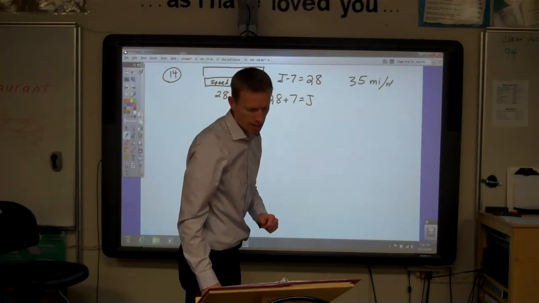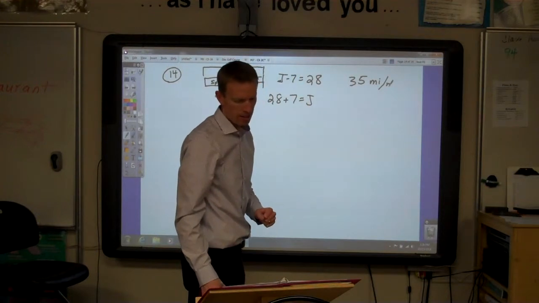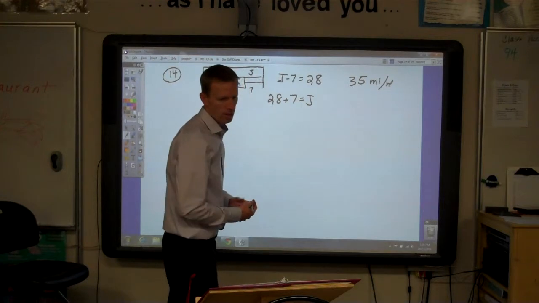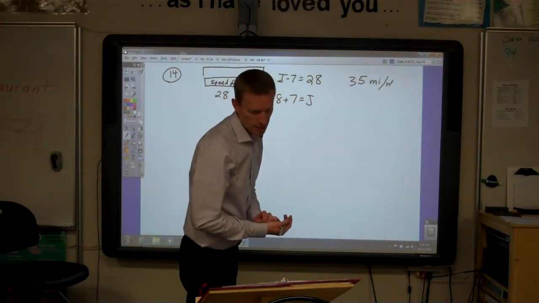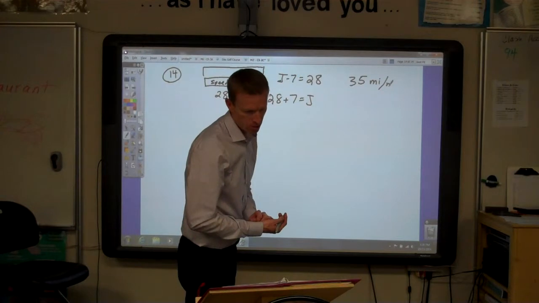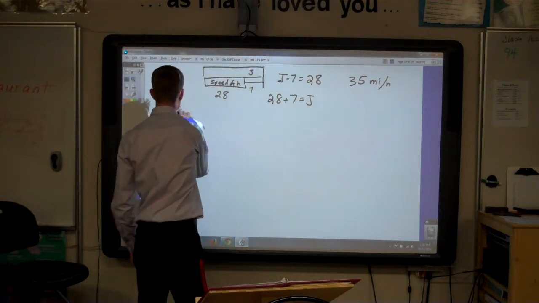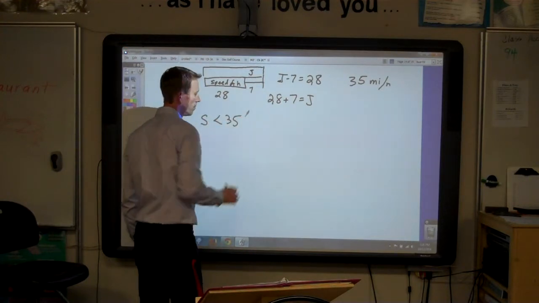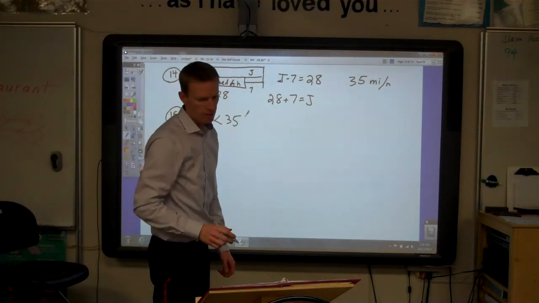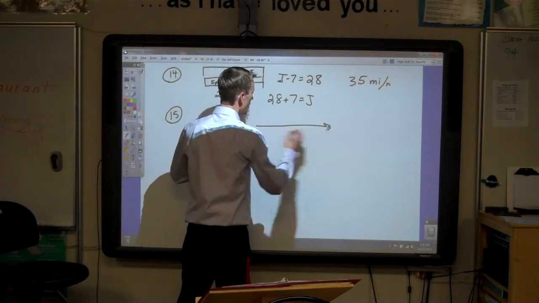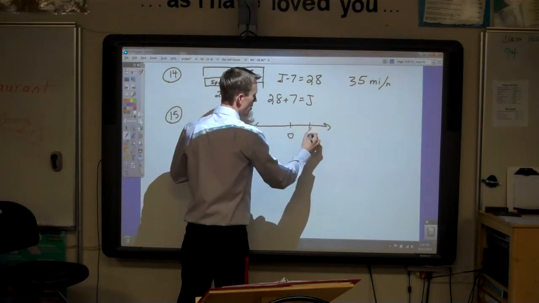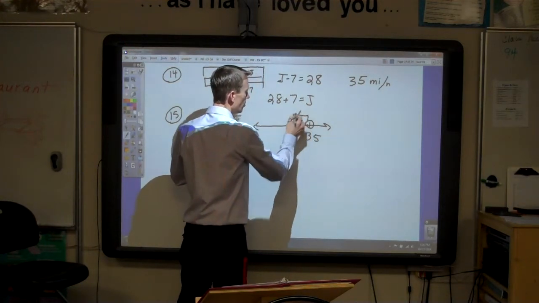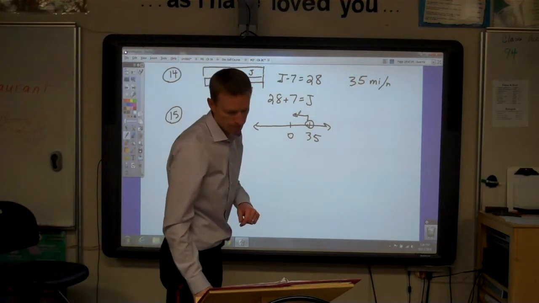Number 15, the number of students, S, in the class is less than 35. The students, that means you have to use the less than sign. S is less than 35. Okay. And then to graph it, you need a number line. 35, mark it with an open dot and arrow to the left.